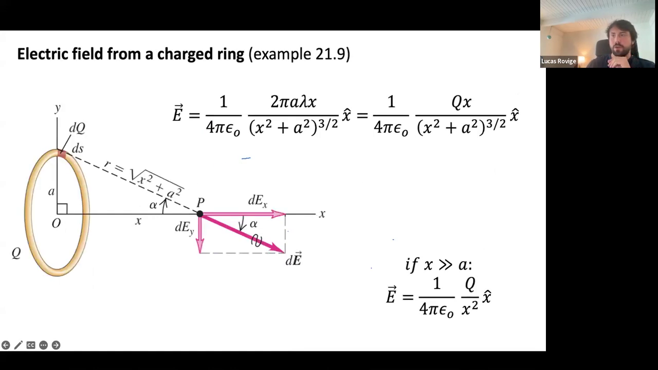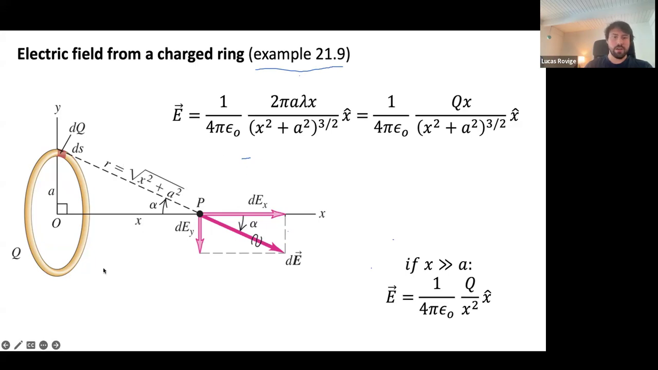Okay, so another example, we're not going to do it in detail, is this charged ring example. It is in your homework on Mastering Physics. It's also done in the textbook. I think it's done step by step in the textbook. So I strongly advise you to do it thoroughly. Follow it step by step in the textbook. Do your homework on that.